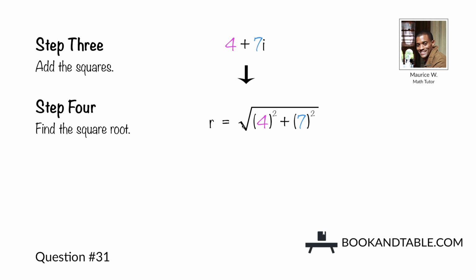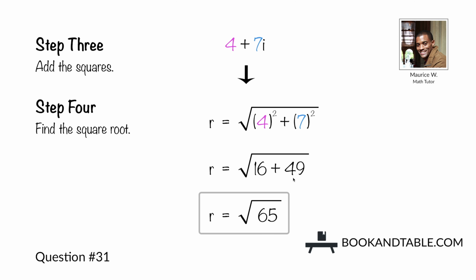And then the fourth step is to find the square root, giving us r is equal to the square root of 4 squared, which is 16, plus 7 squared, which is 49. 16 plus 49 is equal to 65. So the modulus of 4 plus 7i is equal to the square root of 65.